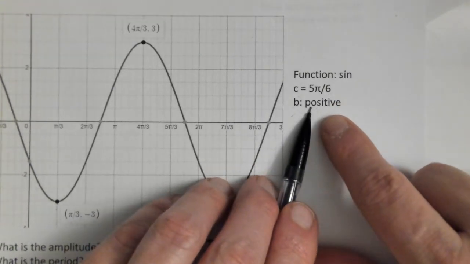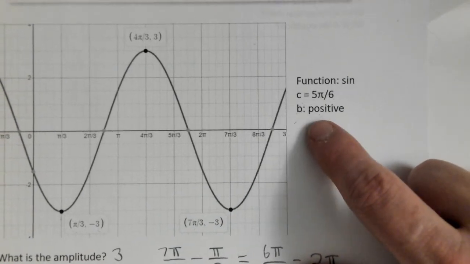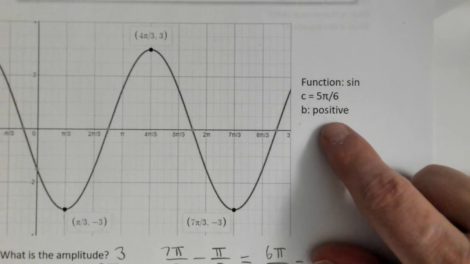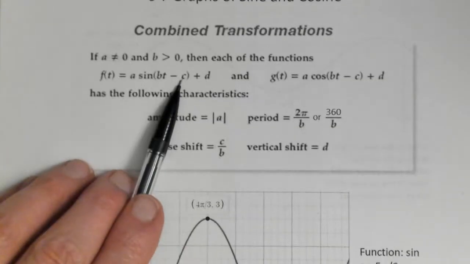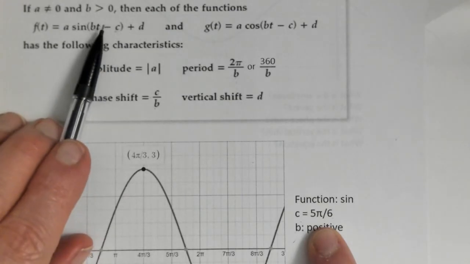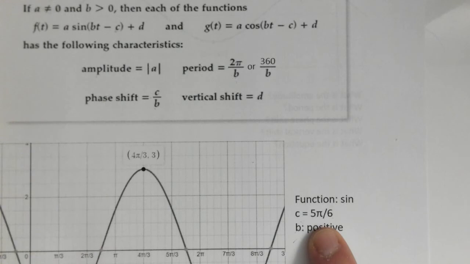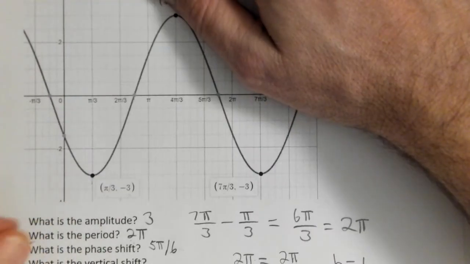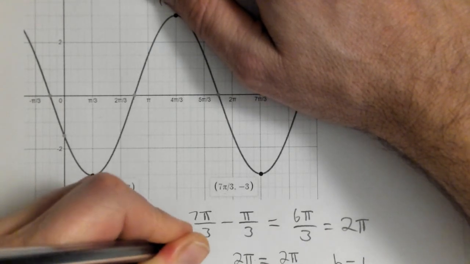So since the b is positive, we don't have to worry about flipping over the y-axis and it changing from left to right or from right to left. All we need to do now is take our c and plug it into the equation, right? And so if that's minus 5 pi over 6, remember subtracting is going to send it to the right. And so what is the phase shift? It's 5 pi over 6 to the right.